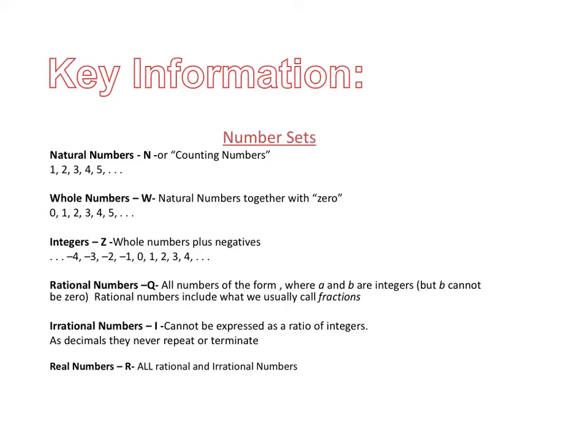Integers are basically like your whole numbers, but now you add the negative numbers in there. So we have negative 4, negative 3, negative 2, negative 1, 0, 1, 2, 3, 4, and so on. So you have basically all the numbers that you normally see on a lot of number lines.